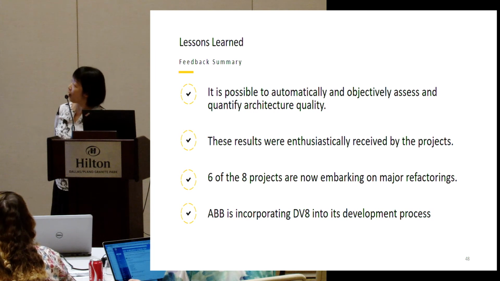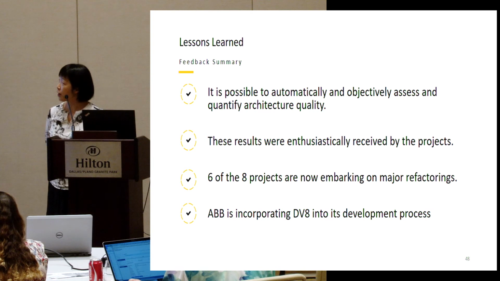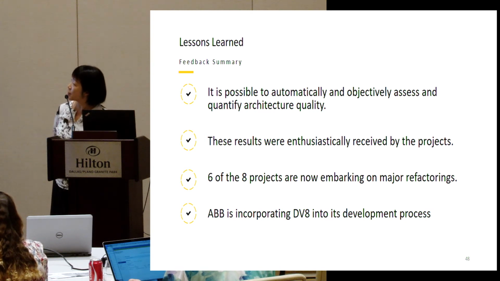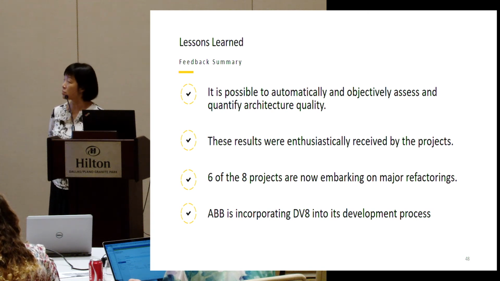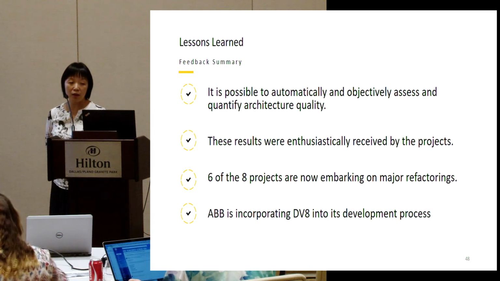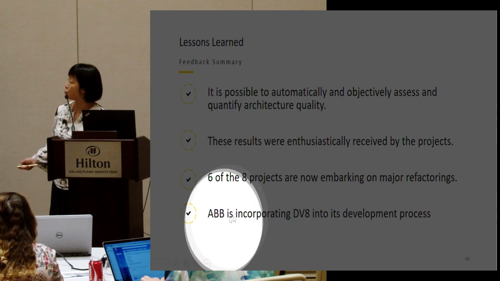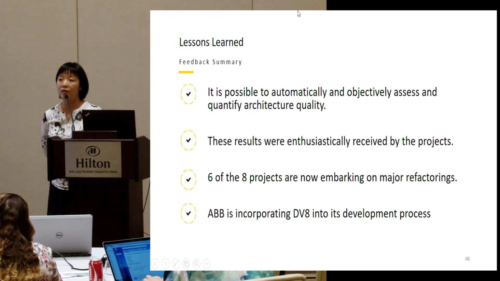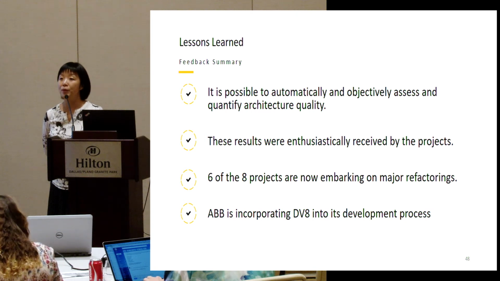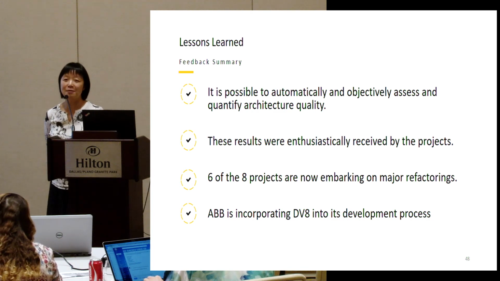Okay, lessons learned. It is possible to do automatic and objective assessment and quantify architecture quality. The results were enthusiastically received by the projects, and 6 of them are already being refactored. We are happy with that. ABB is now incorporating DV8 into its development process. Some of the practitioners want to check their source code every day, every build, so that they don't see a sudden drop of DL, which would be a bad sign. Or if they see a sudden drop, they can detect it and fix it immediately.